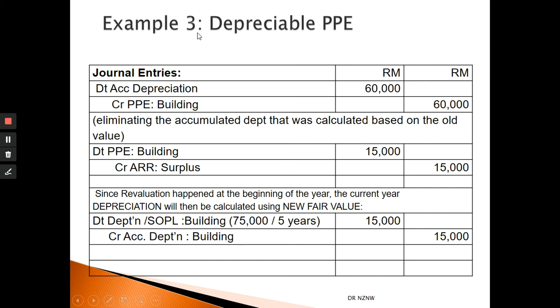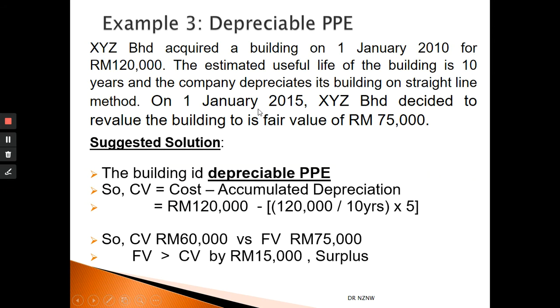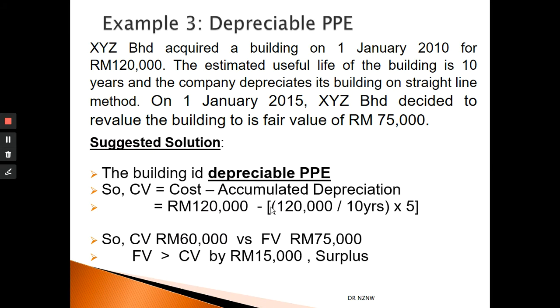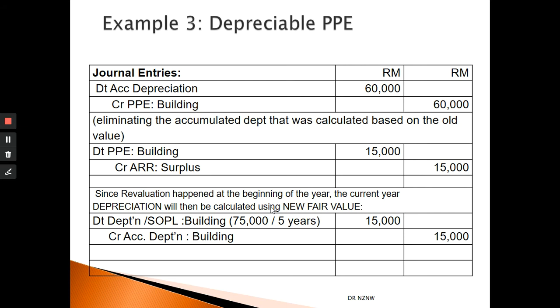value. Okay? In example 3, you should realize that we have the revaluation at the beginning of the year, that is on 1st January 2015. Since the revaluation happened at the beginning of the year, don't forget that the year's depreciation will then be calculated using the new fair value. In this example 3, you revalue to record your PPE value of 70,000, so you need the depreciation for that year as well. When you calculate your depreciation for January to December, it will be based on the new value.